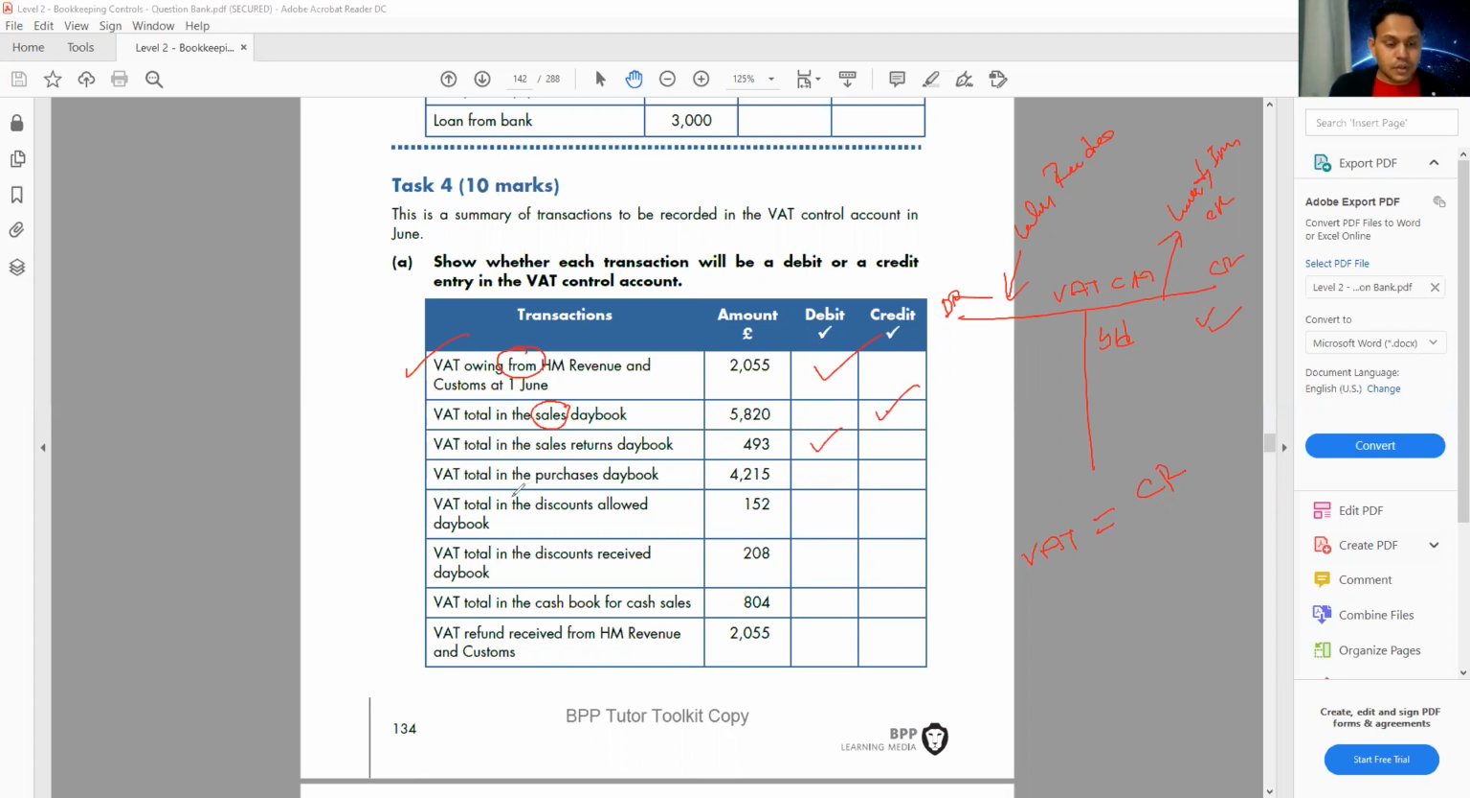The next one, total VAT on the purchase day book. So when I buy something, I pay VAT to my supplier.